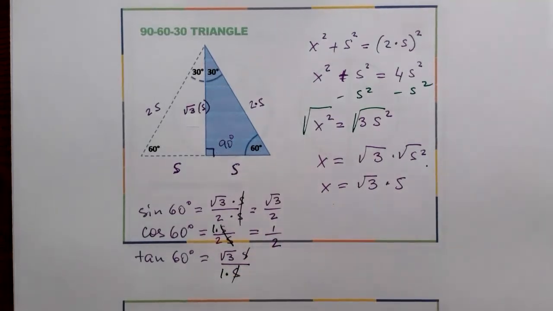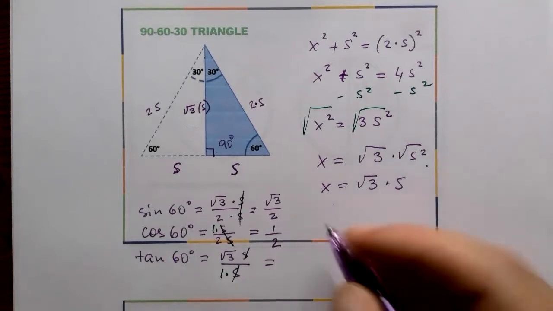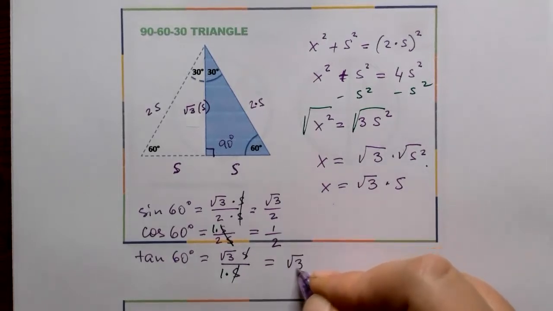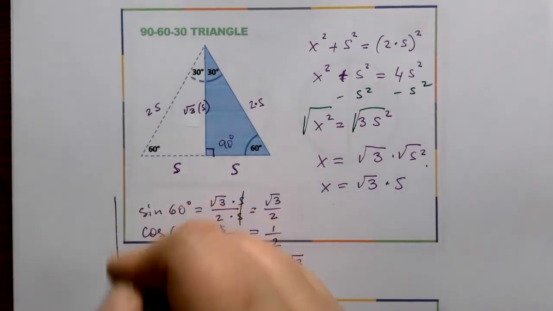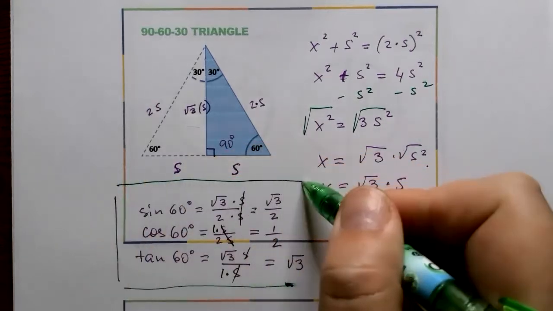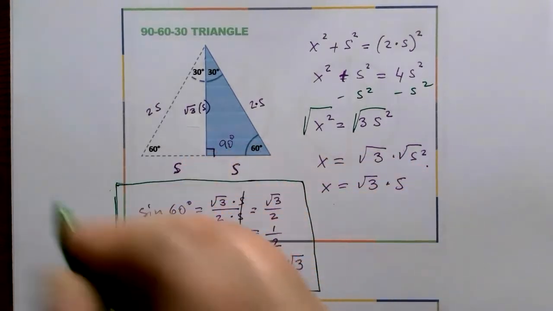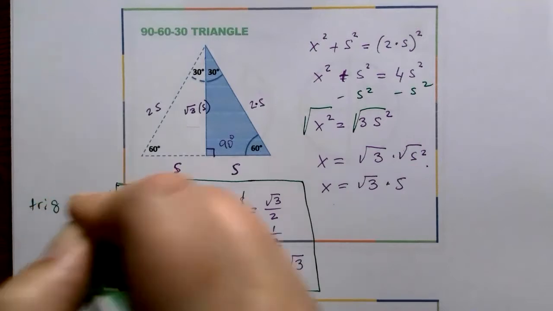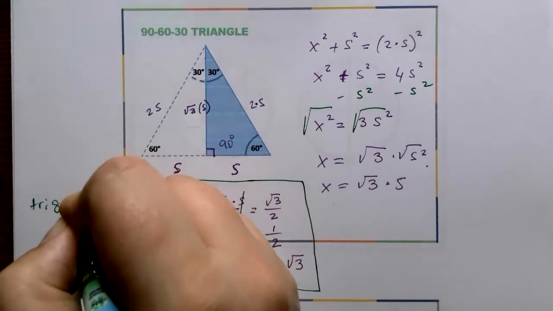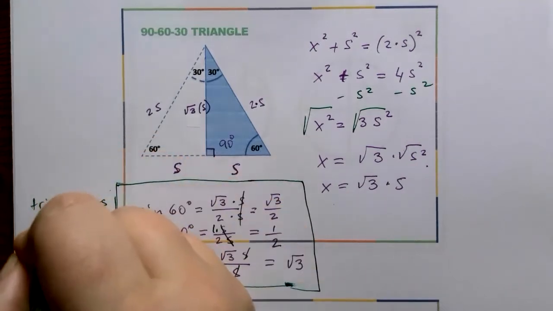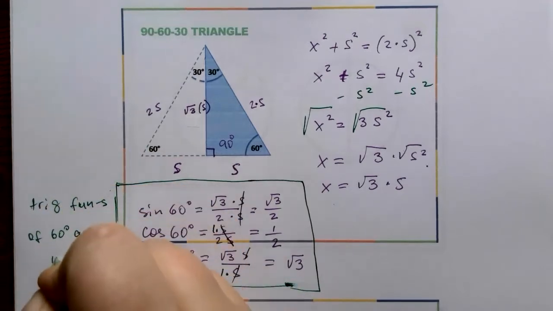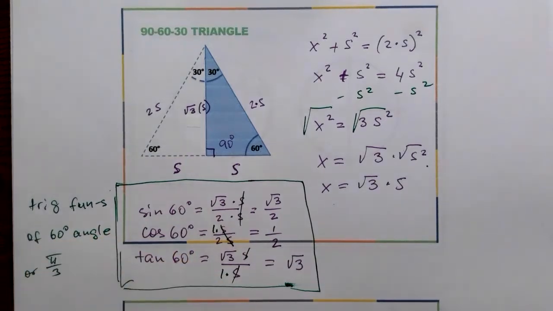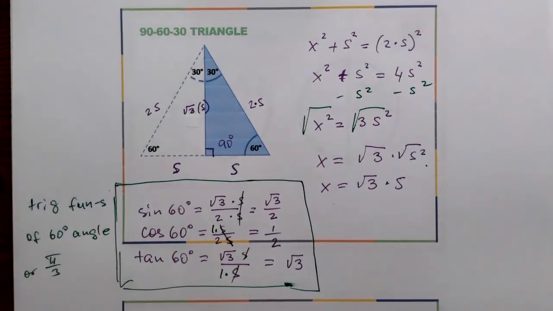We have 1 left here, but we don't write it. So that's square root of 3 over 1, or just the square root of 3. These you have to memorize. They're the trig functions of a 60-degree angle, or pi over 3 angle. Okay, so now let's do the same thing for a 30-degree angle.